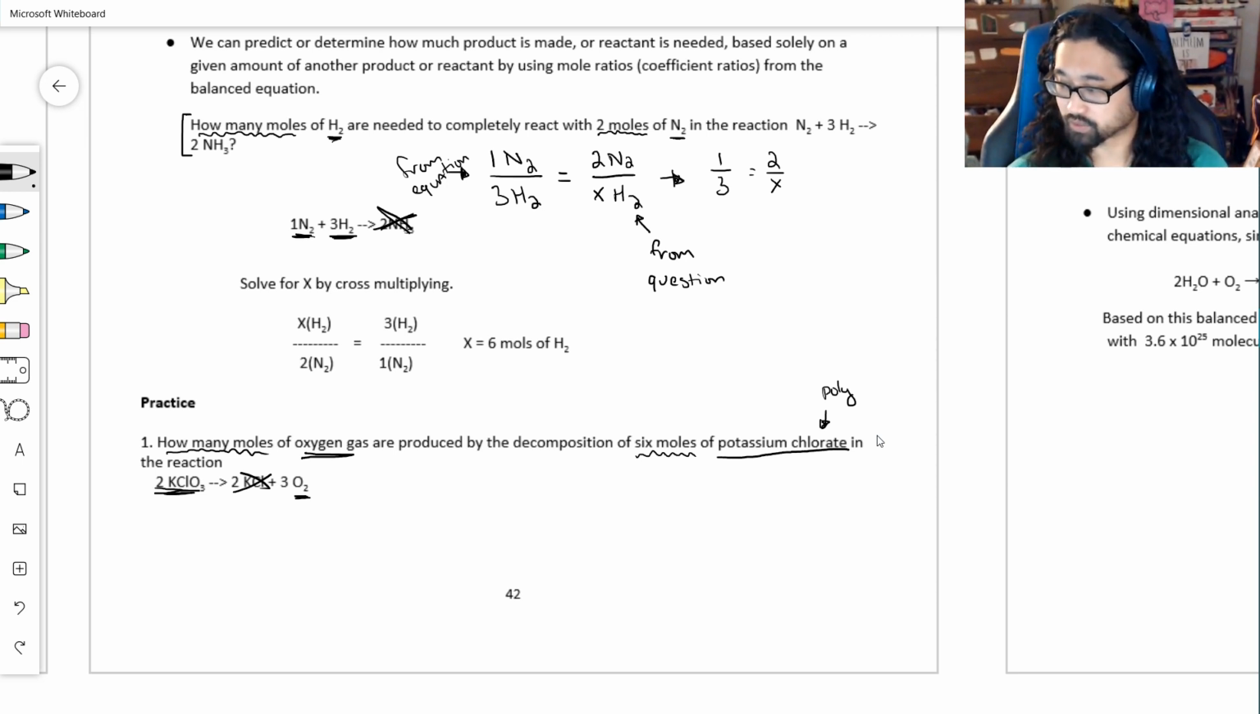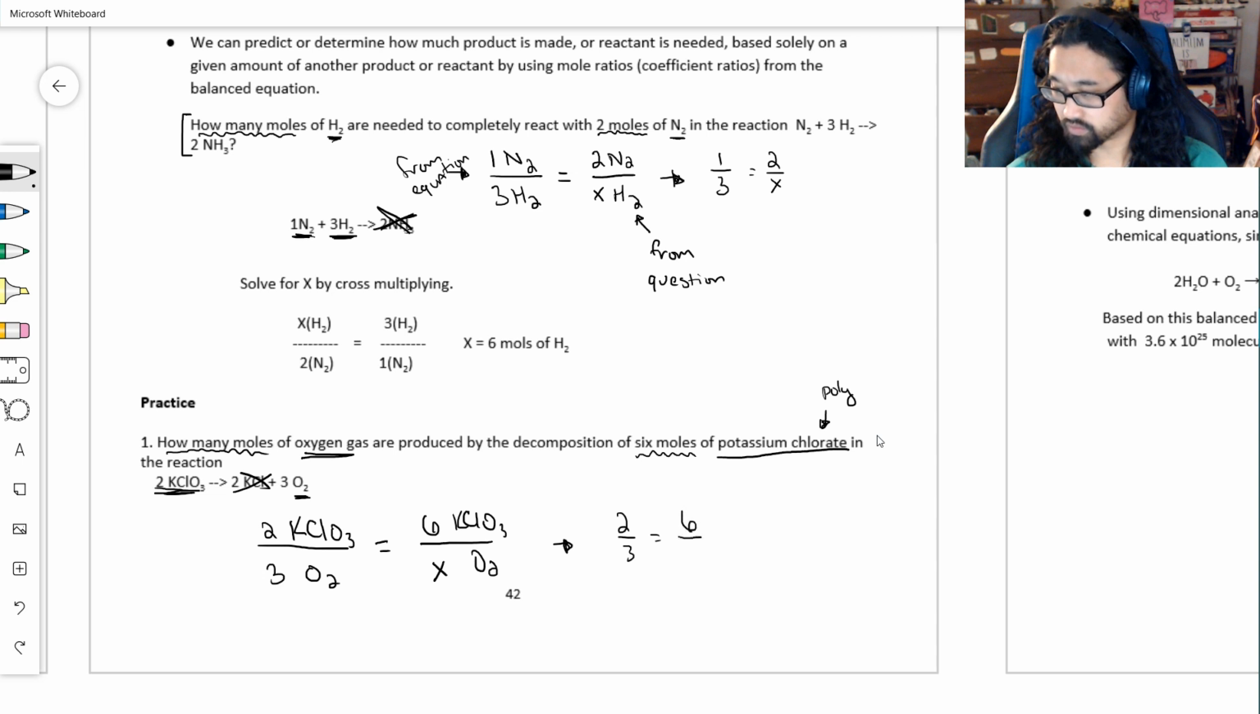So from the equation, KClO3. Well, there are 2 of those. And there are 3 oxygens. And that has to be equal to, I don't know how many moles of oxygen, that's what I'm solving for, but I have 6 moles of KClO3. Now, again, turn it into math. 2 over 3 equals 6 over x, which means that 2x equals 18, so x equals 9. It's 9 moles of oxygen gas that get produced. All right?